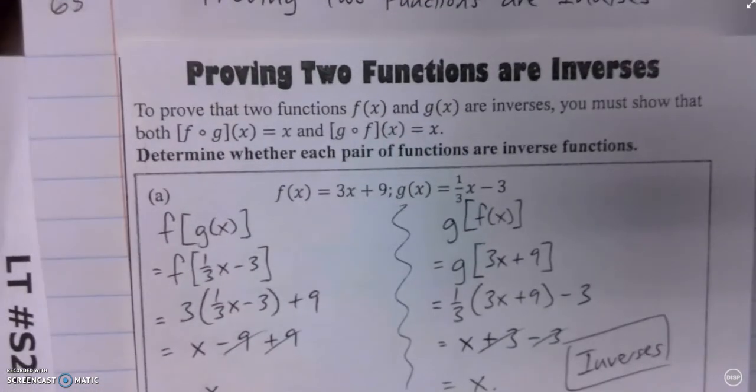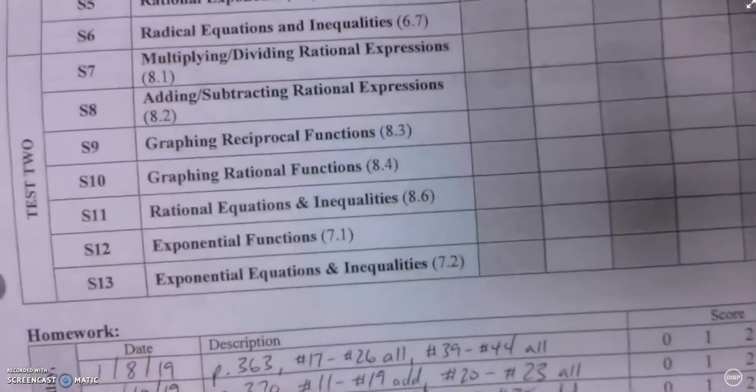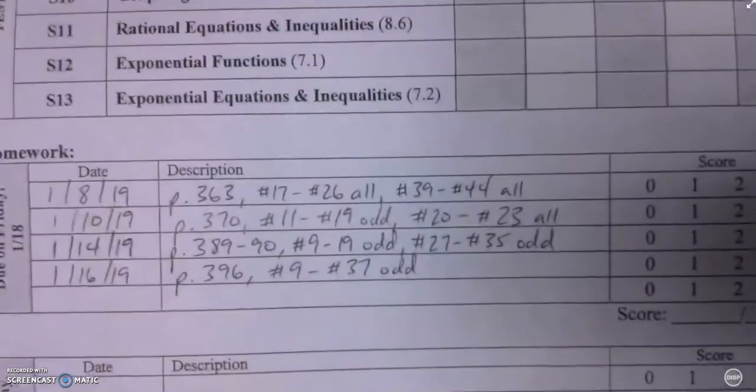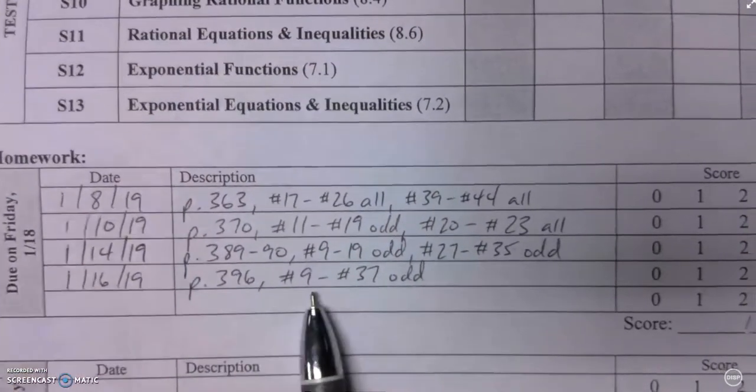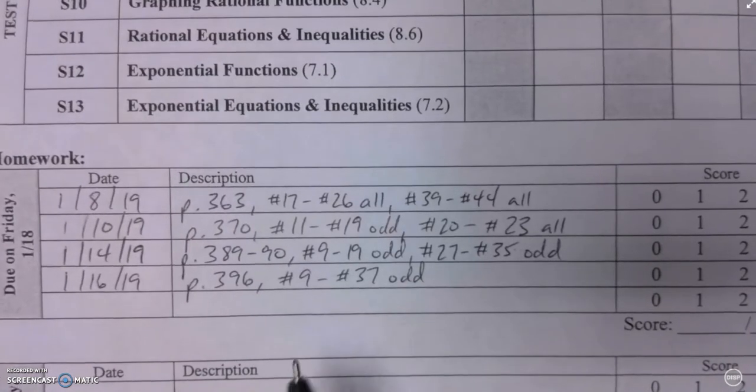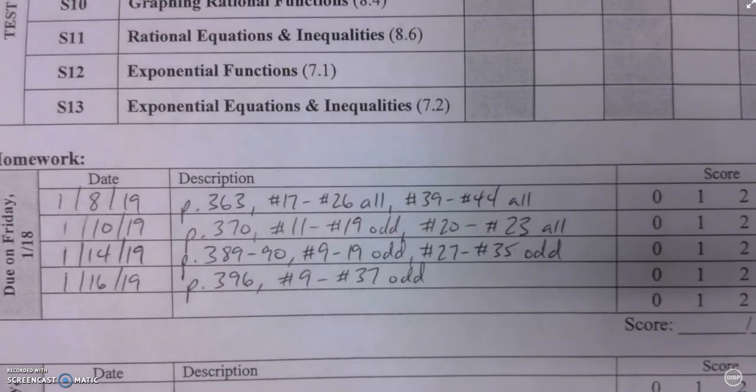Then you need to know what the homework is for today. So here is the new homework right here on page 396. It's 9 through 37, the odds. If you want to get a picture from my textbook, the green textbook, you're welcome to.